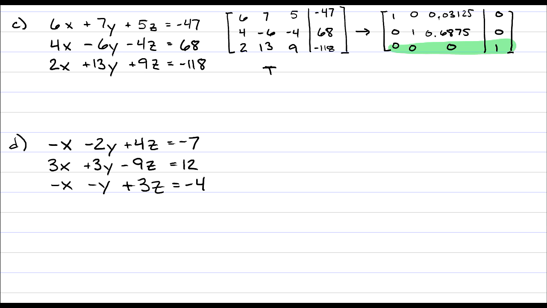So I simply write inconsistent, no solution. There is no combination of values x, y, and z that would satisfy this system.